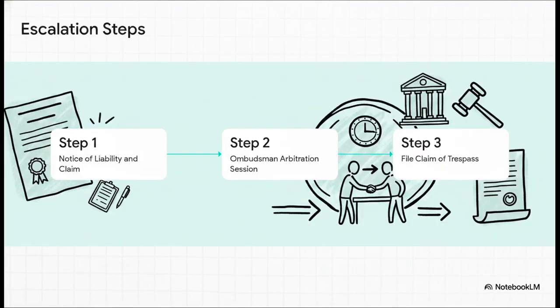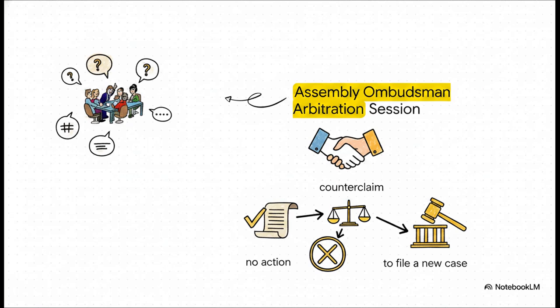And this brilliantly illustrates the pre-court escalation path, because before anyone even sets foot in a courtroom, there's a very clear 3-step procedure. It kicks off with step 1, generating a witness testimony in the form of an affidavit, along with a criminal claim and a notice of liability. If that doesn't resolve things, we move to step 2, an invitation to work things out with the Assembly Ombudsman. And only if that fails do we reach step 3, which is filing the formal claim of trespass with a court clerk.